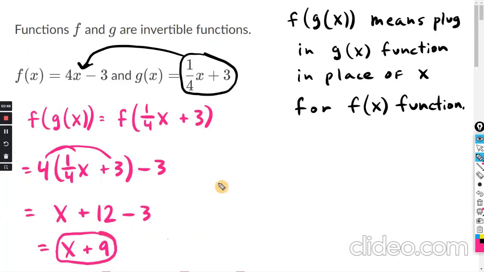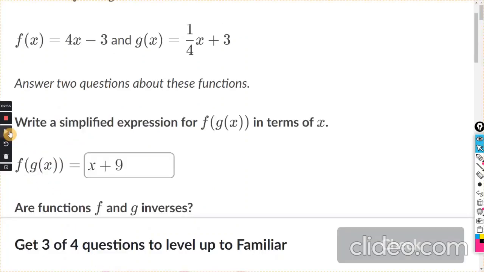So that's it. So for f of g of x, we got x plus 9. Just enter that in the box. All right, x plus 9 right in the box.